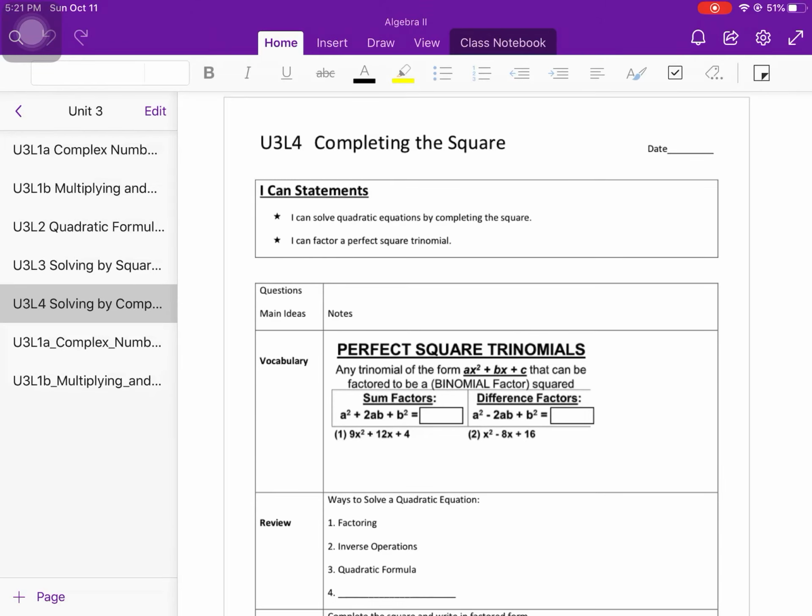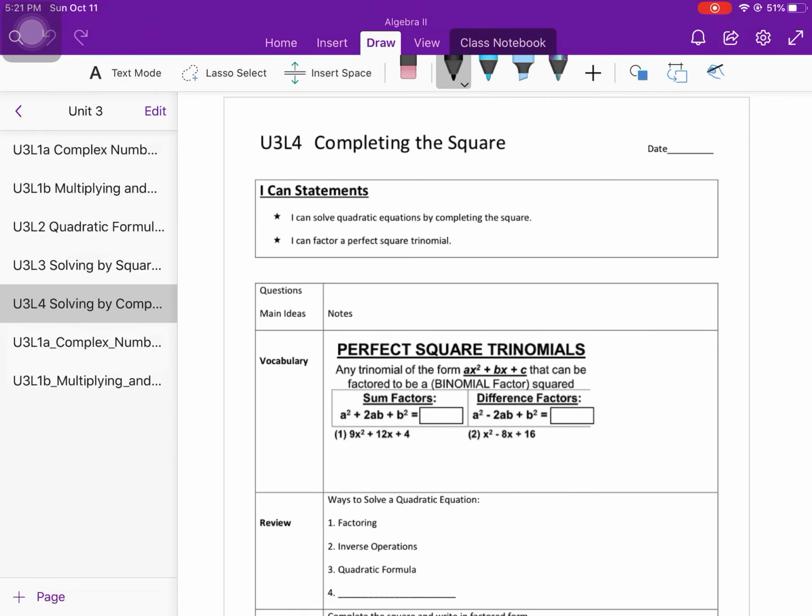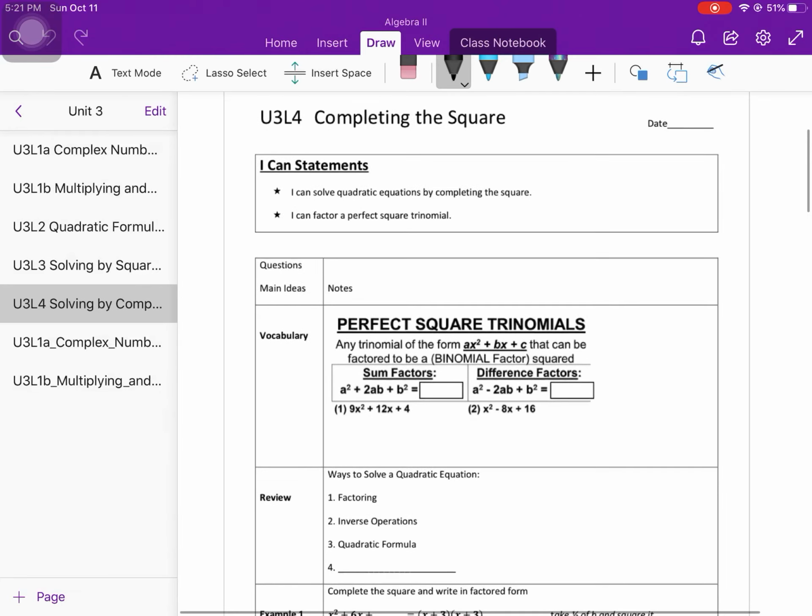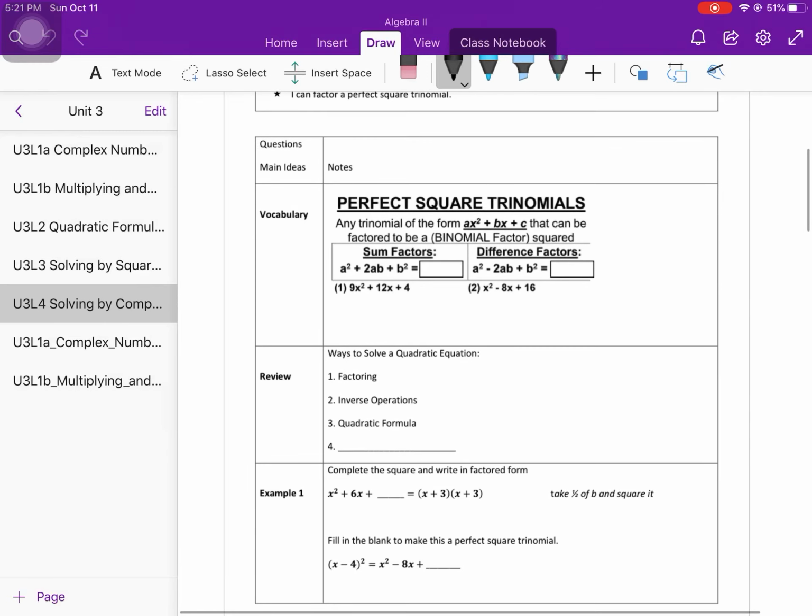Hey guys, welcome to Unit 3, Lesson 4, and this is going to be the last lesson for this week at least. So this is a new method of solving quadratics, and it's called completing the square. You have seen it before. It's not everyone's favorite method, but it is pretty reliable for most of the situations that we have with quadratics.